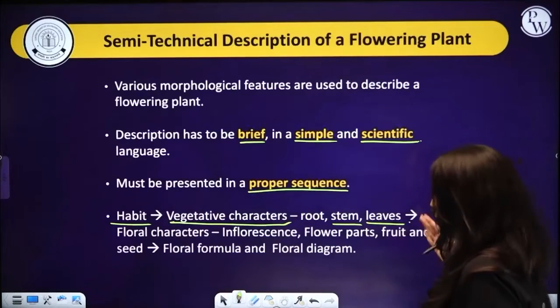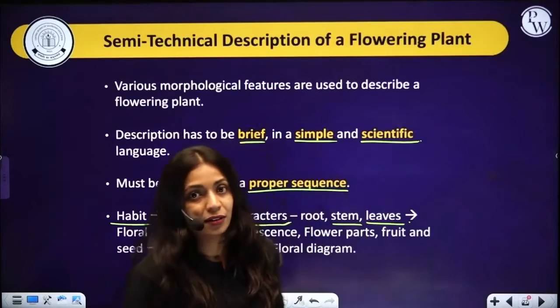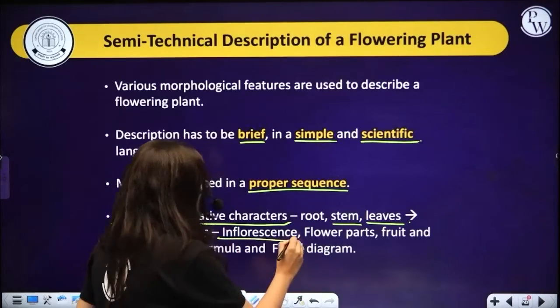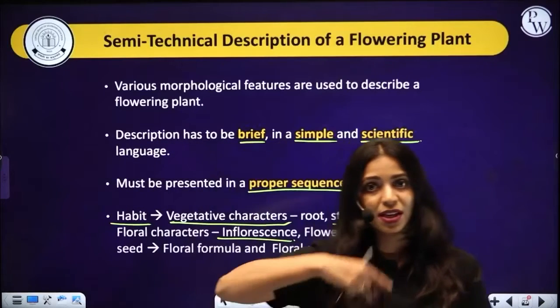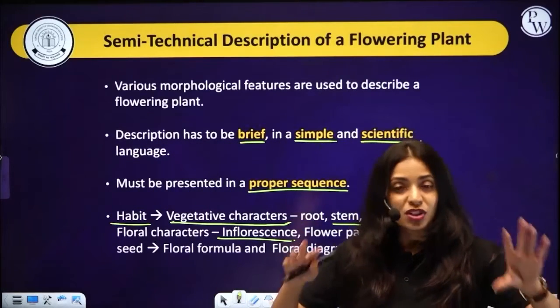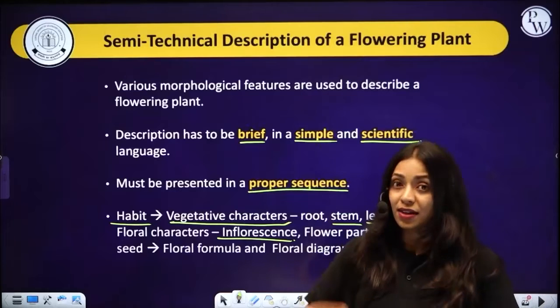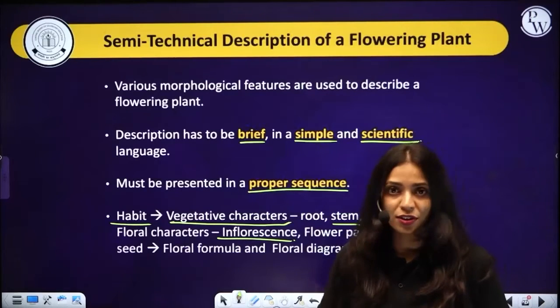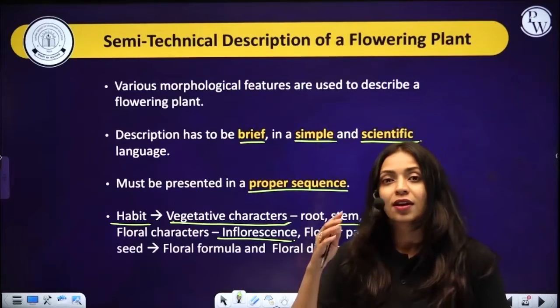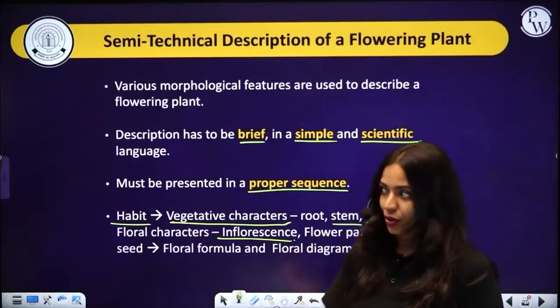Okay? After that, we talk about the floral characters, starting with inflorescence. So in inflorescence, you learned about 2 types. There's racemose and cymose. Whichever plant you're trying to describe, does it have racemose inflorescence or does it show cymose type of inflorescence? So every detail about the inflorescence you have to write.